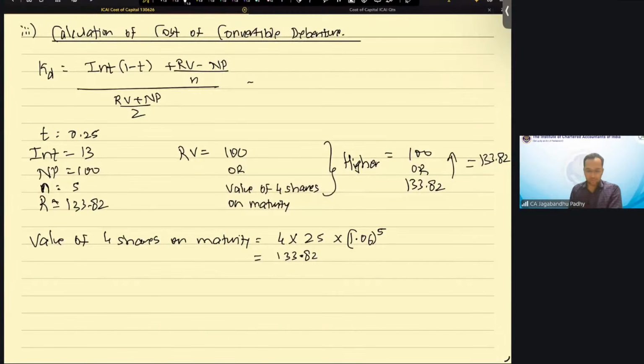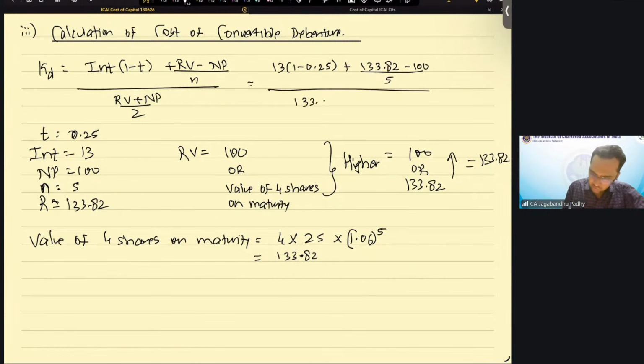Now, of course, we can just substitute the numbers over here. So interest is 13 into 1 minus 0.25, plus redemption value 133.82 minus net proceeds of 100 divided by 5, the whole divided by 133.82 plus 100 by 2. You can solve it and get the cost of convertible debentures.